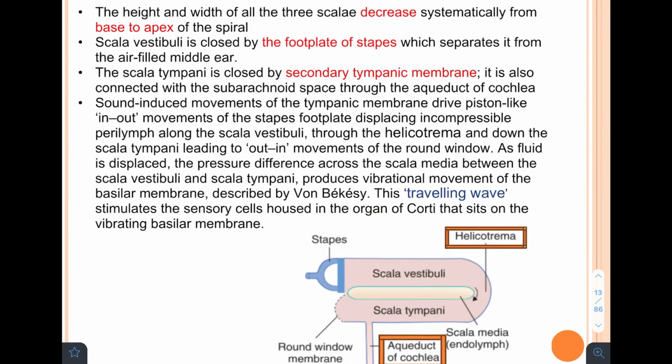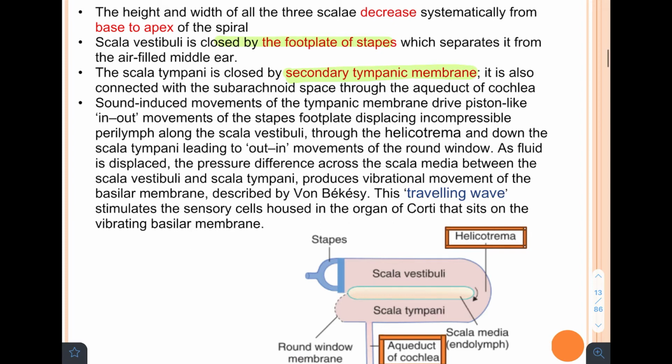The height and the width of all the 3 scalae decrease systematically from the base to the apex of the spiral. The scala vestibuli is closed by the footplate of the stapes, as I showed you. This footplate of the stapes helps in separating it from the air-filled middle ear. And the scala tympani is closed by a secondary tympanic membrane. It is connected with the subarachnoid space through the aqueduct of the cochlea.